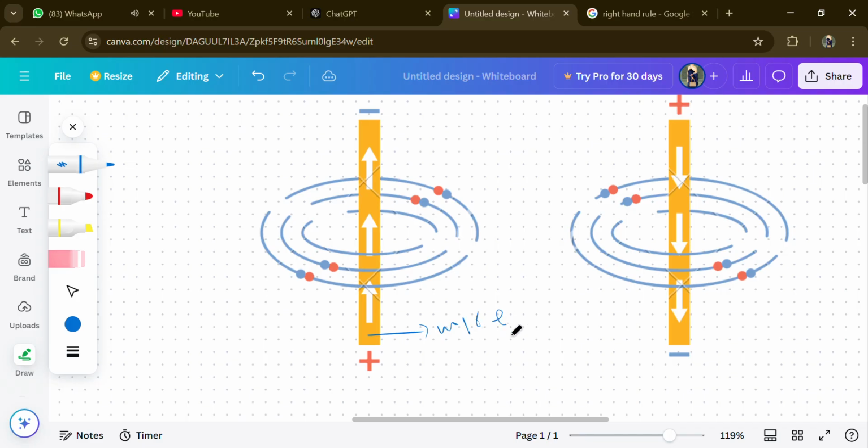We all know that current always flows from higher potential, positive, to lower potential. Here they have kept the higher potential downwards and the lower potential upwards, so the direction of the current is upwards. In this situation, they have kept the higher potential upwards and the lower potential downwards, so the flow of the current is downwards.